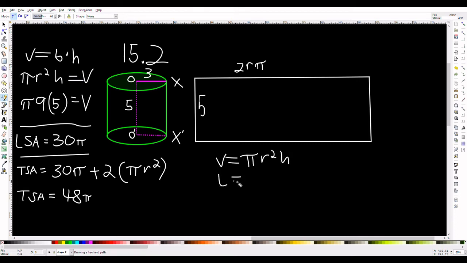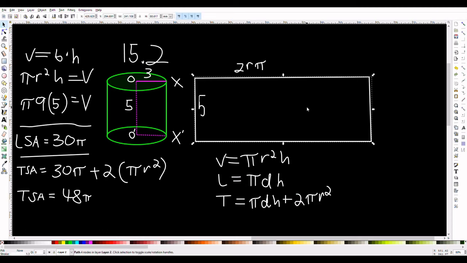The lateral surface area is pi times the diameter times the height. And the total surface area is the lateral surface area plus both bases. So that is pi d h plus 2 pi r squared. Excellent job. Okay, let's move on to our last problem.